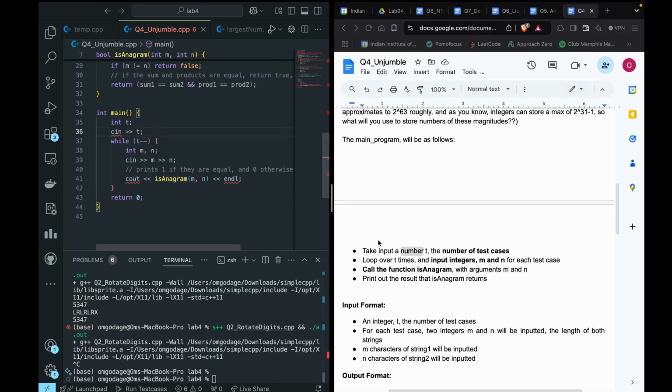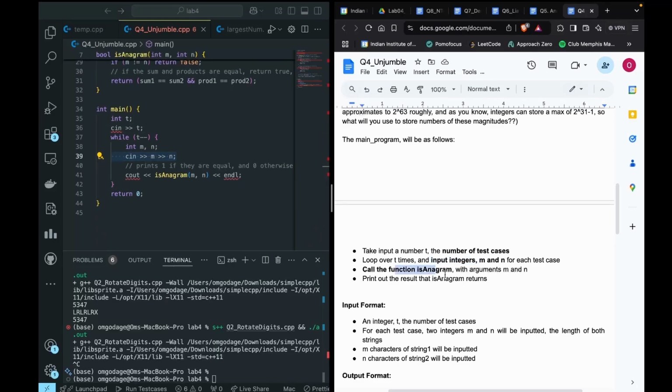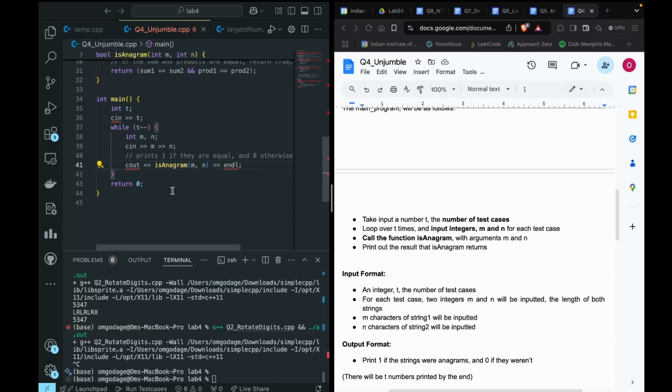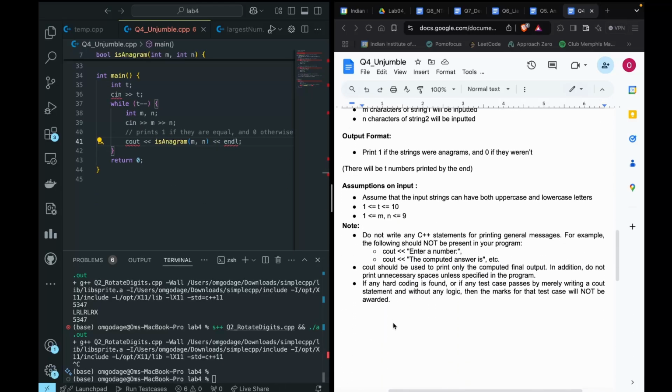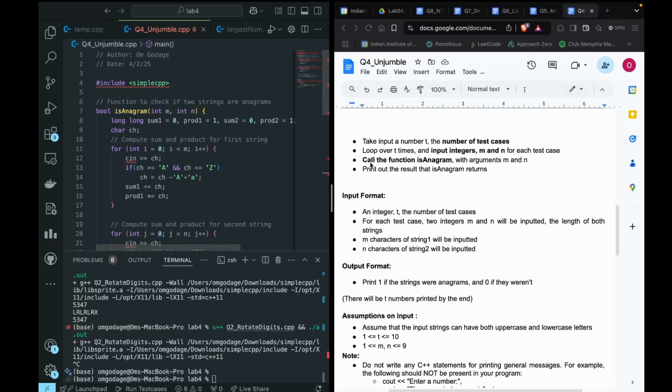Alright, and then you take as input two integers m and n, and then you just call the function and print if it's an anagram. If it's an anagram, you print a 1, otherwise you print a 0. So you just do cout is anagram mn, and then you'll get the answer. So yeah, that was it for this question.